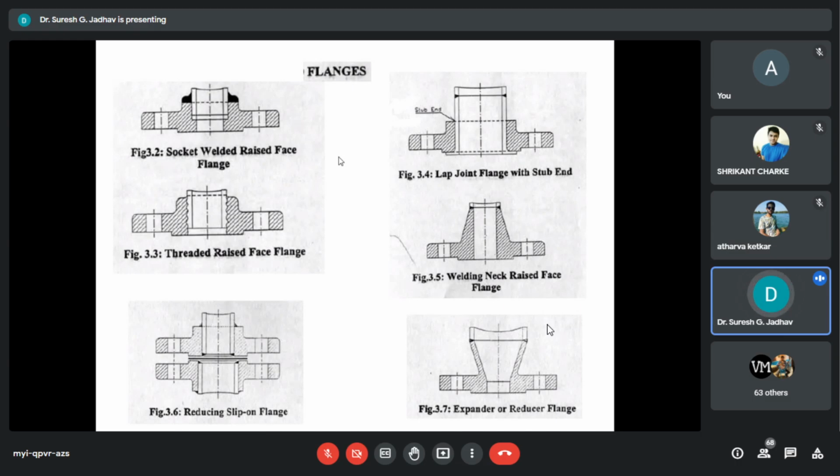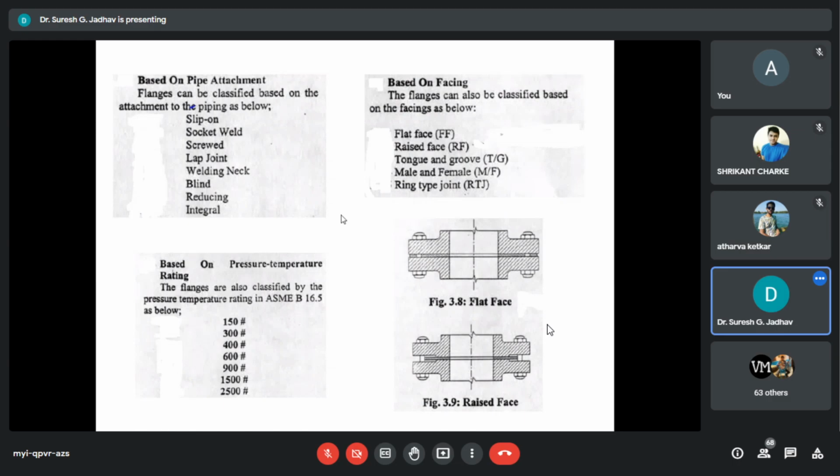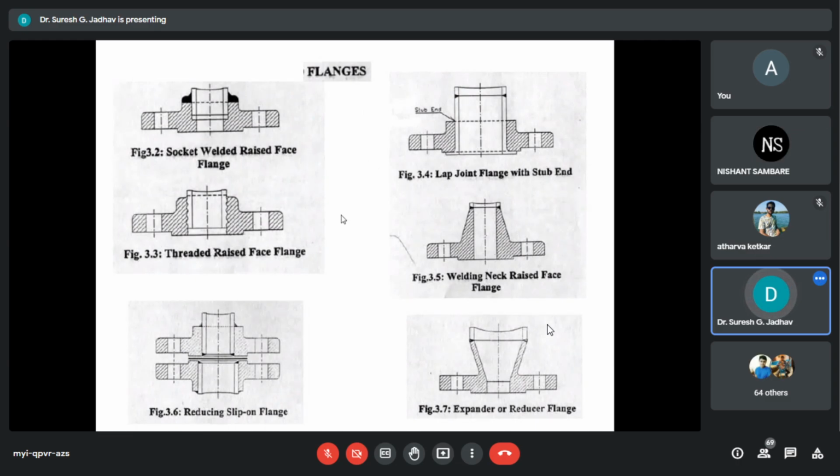Sometimes we can use blind flanges also. Blind flanges are used to close the ends like a cap, which need to be reopened later. For this purpose, we can use blind flanges.